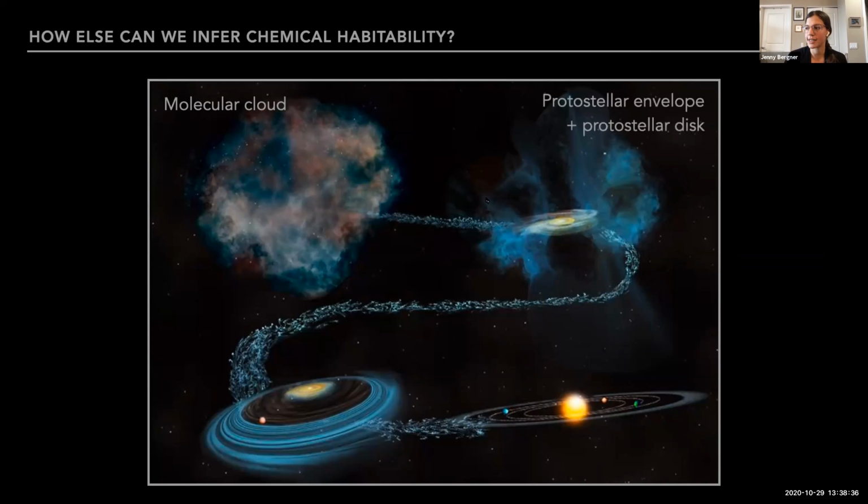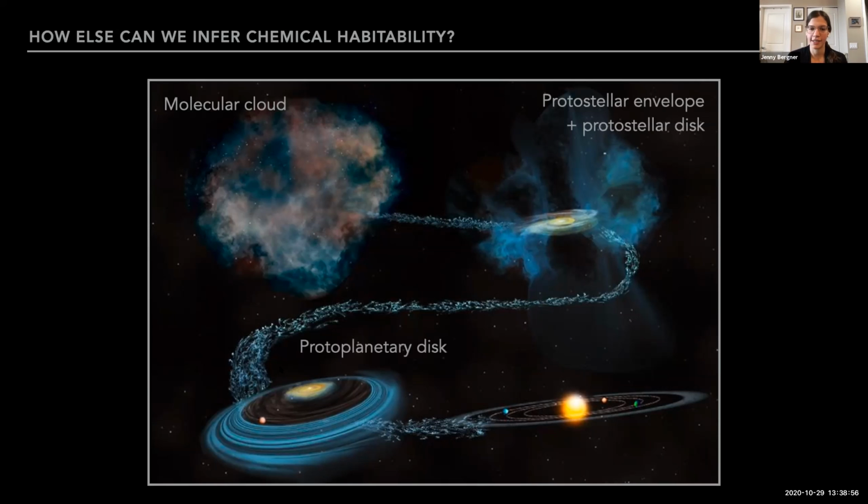This brings us to the protostellar stage. In this stage, we're starting to form our star at the center of the object. And we might form a small accretion disk that's feeding material onto the star. And then we're surrounded by this cloud of gas and dust, which is the protostellar envelope.